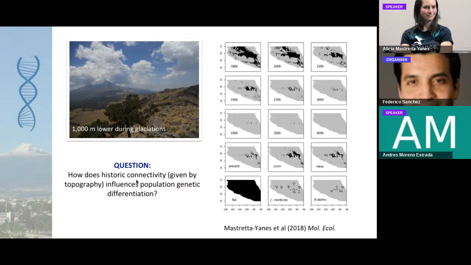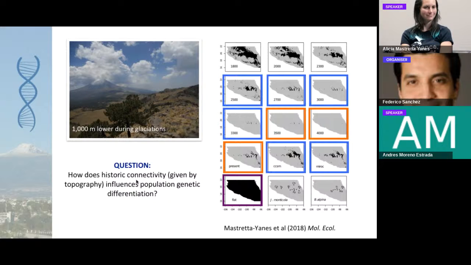The next part of the question is how does historic connectivity, which we have said is given by topography, influence population genetic differentiation? And for this, we used just plain geographic distance, that is, assuming the landscape were flat, versus the distance considering the present distribution of the species according to species distribution modeling or according to the altitude where they are known to occur. This will represent the interglacial periods. And then we also tested for the glacial distribution of the species, also using altitude rasters and species distribution models.